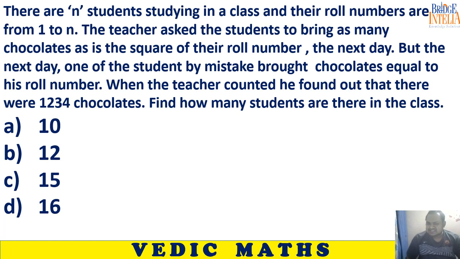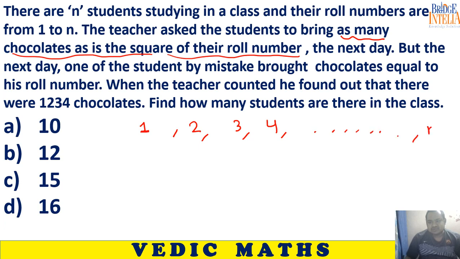The teacher asked the students to bring as many chocolates as the square of their roll number the next day. So basically, suppose there are n students in a class. Their roll numbers are 1, 2, 3, 4 up till n. So this is the roll number of the student.